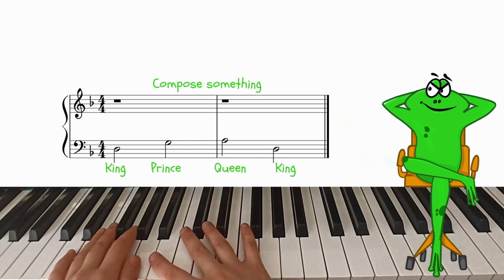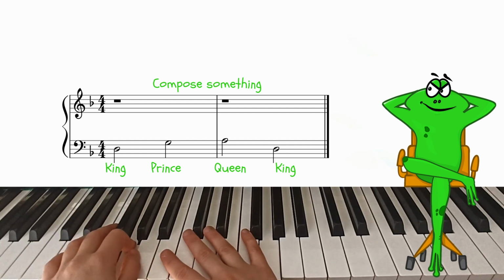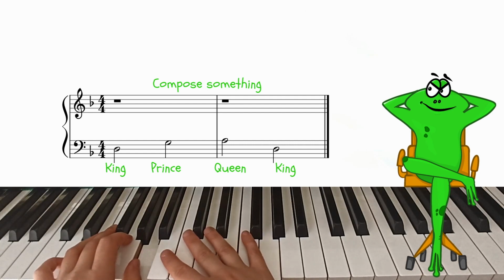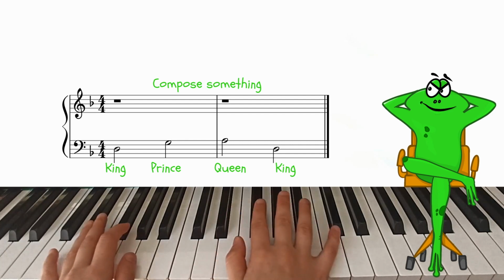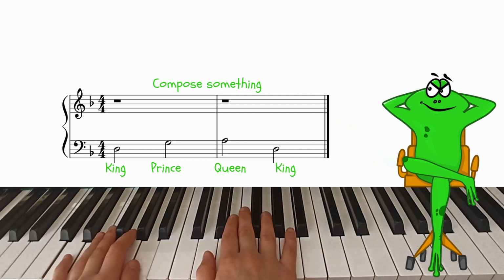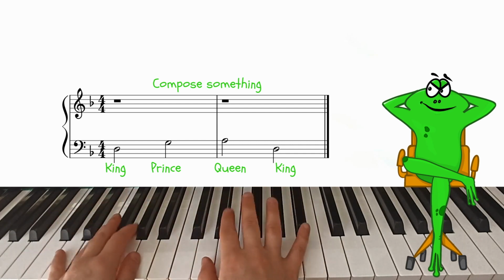Only the left hand will play now. The king, the prince, the queen, and the king. With your right hand, ask your students to compose something, whatever they want, with whatever note durations, sharps or flats, whatever they'd like. I'm now going to improvise.